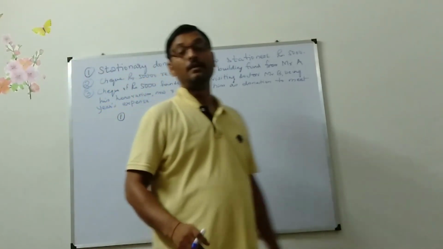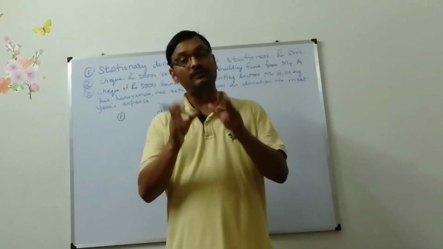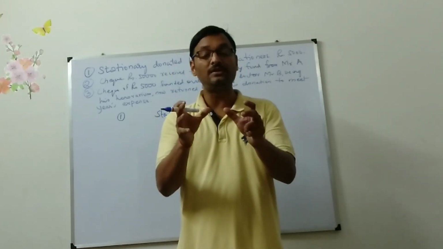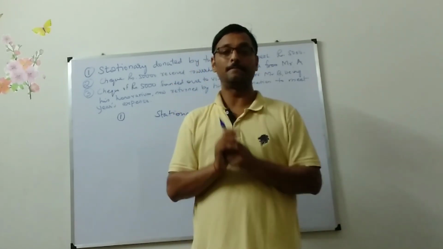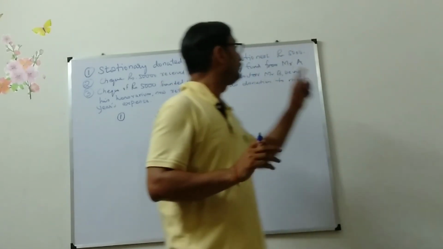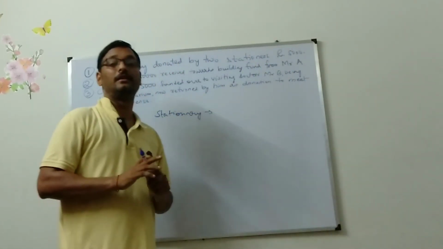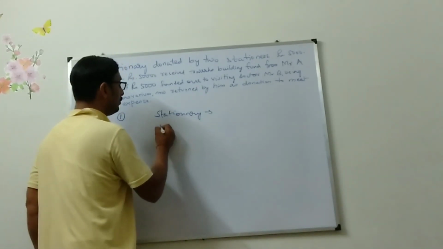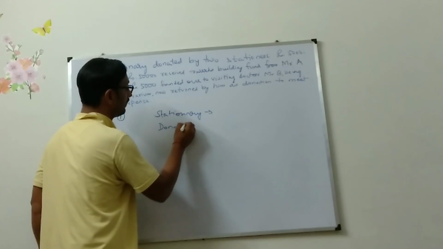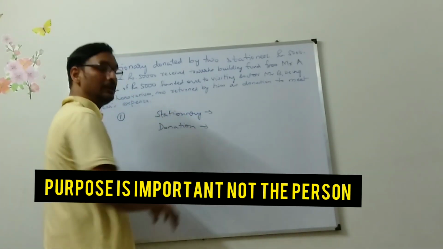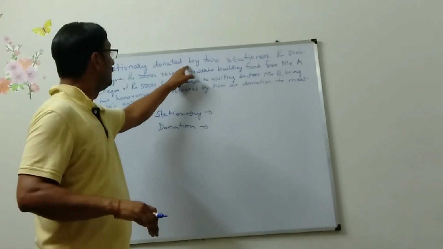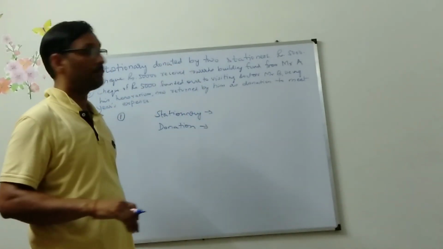Second, you have received this stationery by not paying cash. You have received this stationery as a donation. 2 stationers have given you the donation. So you need to write donation. So these are the 2 accounts in this transaction.